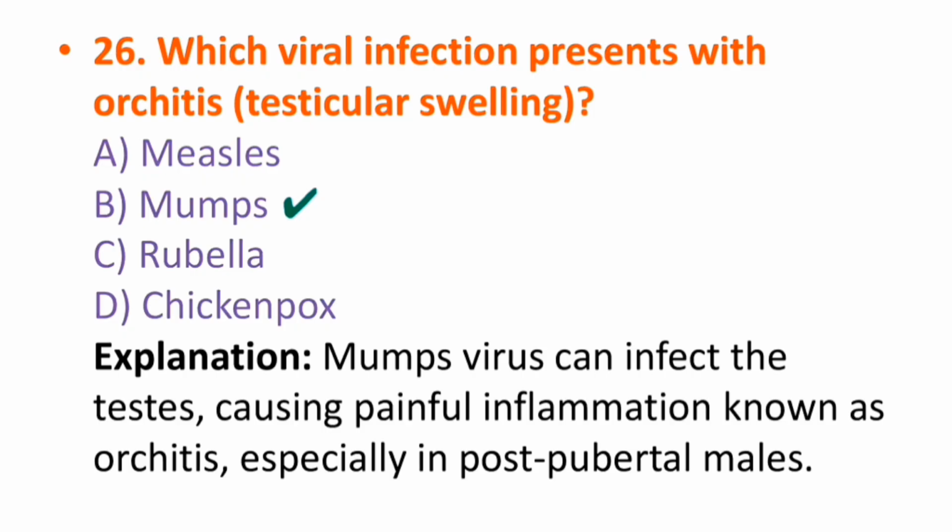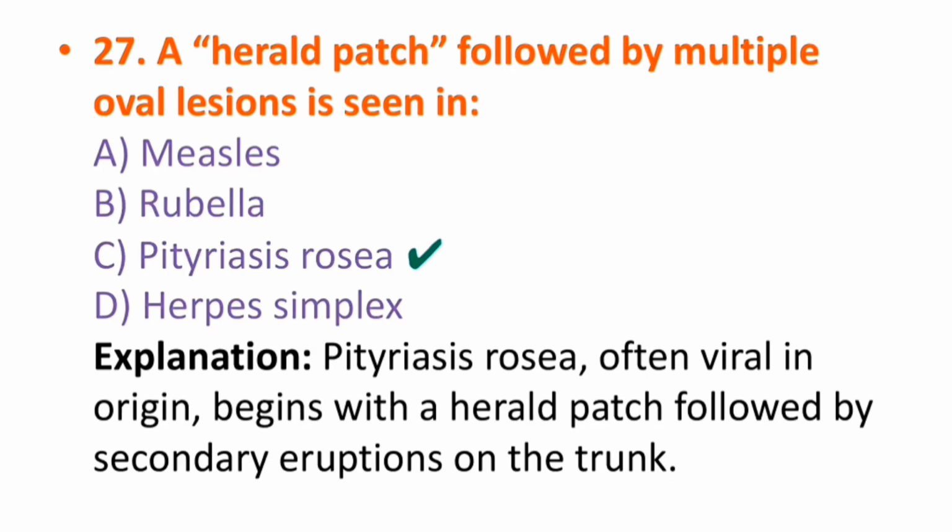Which viral infection presents with orchitis, testicular swelling? Option A measles, option B mumps, option C rubella, option D chickenpox. The correct answer is option B mumps. Mumps virus can infect the testes, causing painful inflammation known as orchitis, especially in post-pubertal males.